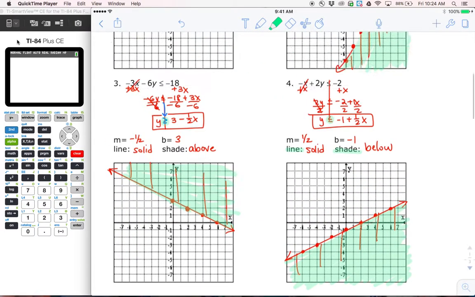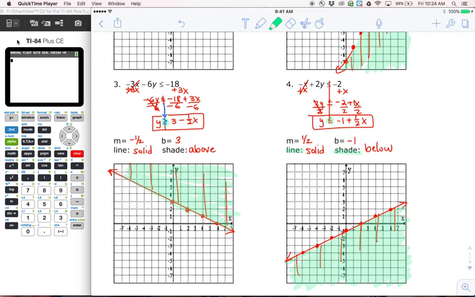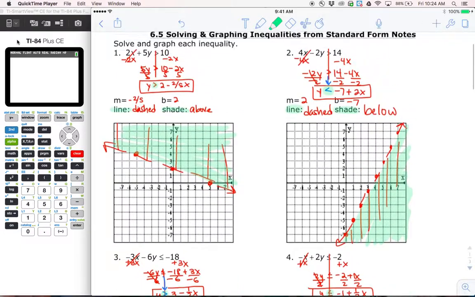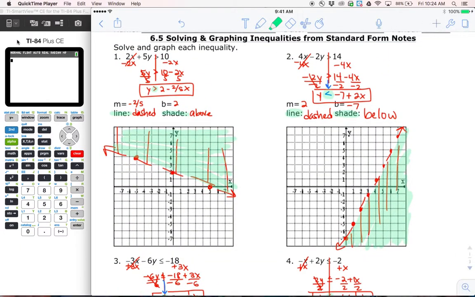All right, so just a quick reminder, if you do get your inequality written in standard form, get y by itself and then decide where to shade. All right, and as always with inequalities, watch out for having to flip your inequality around when you divide both sides or multiply both sides by a negative number.